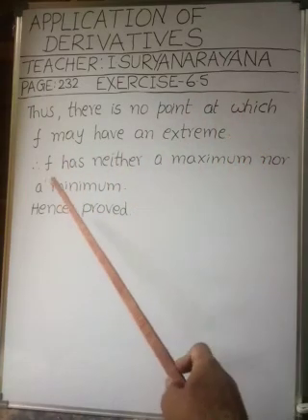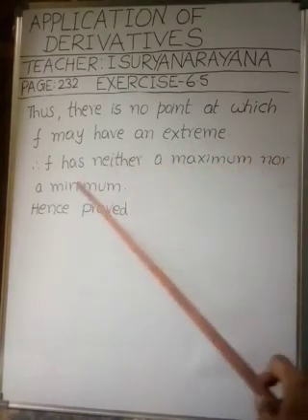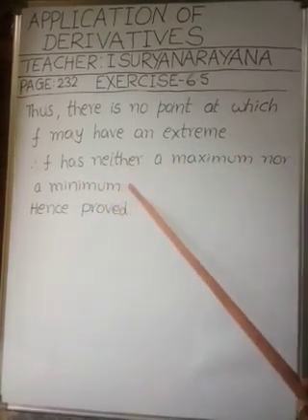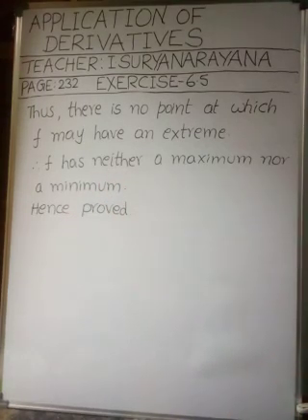Right. Therefore, f has neither a maximum nor a minimum. Understood this step, my dear children? Right. Hence, proved. The given statement was proved. Okay, my dear children, understood? Right.